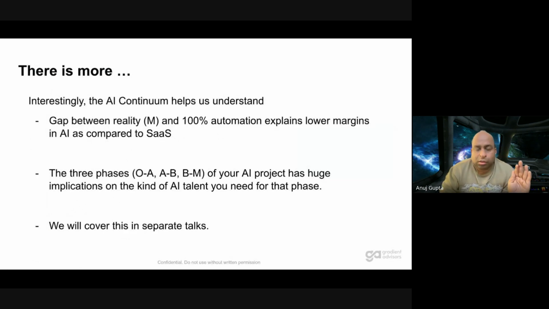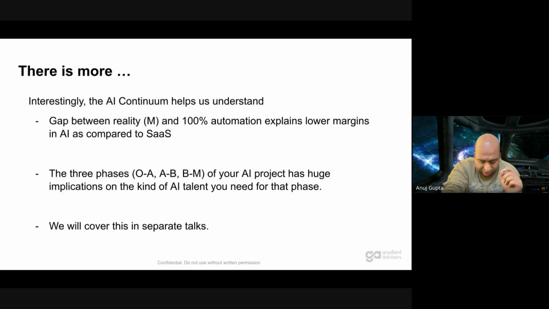Interestingly, the continuum also helps us understand, and this is a point we'll try and cover in another talk, I'm sure some of you might have even heard of it: the profit margins of AI companies are nowhere close to the way SaaS companies are able to operate, right? That entire phenomenon can be explained using this continuum, and I'll come back with a separate talk on this, but this is a very important thing.